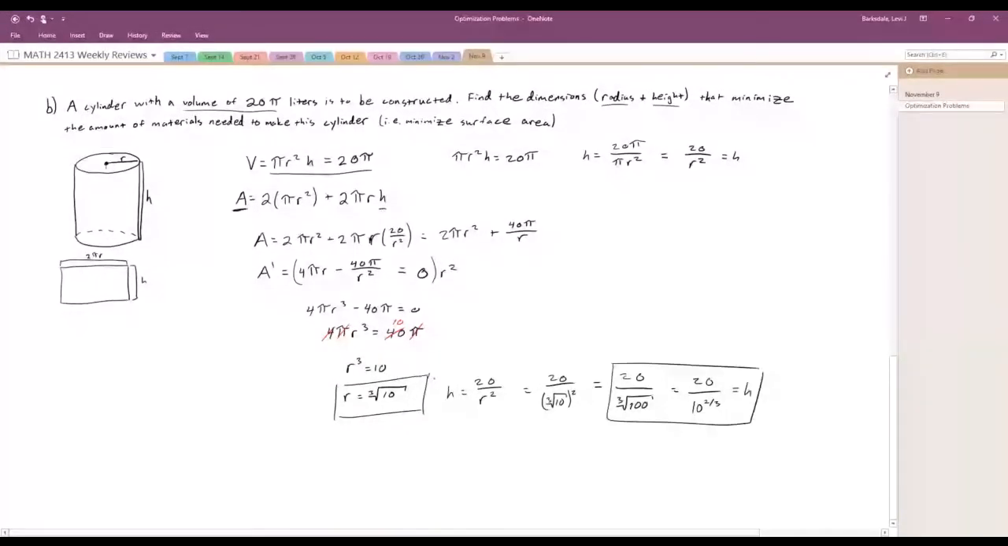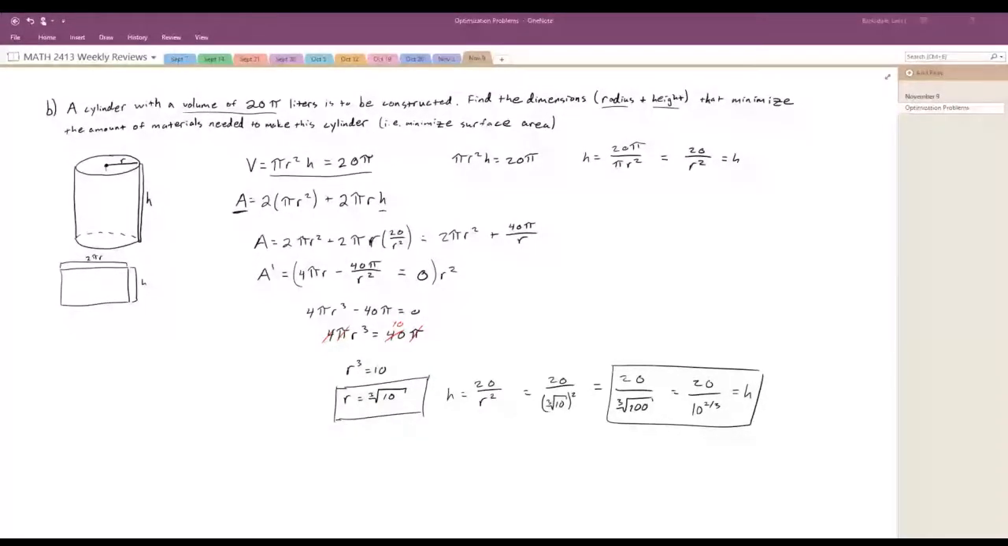Any questions? All right. Differentials optimization is pretty fun. One of the more fun uses of calculus.